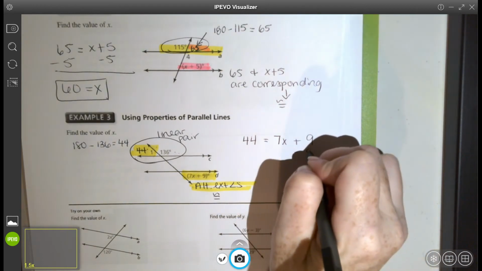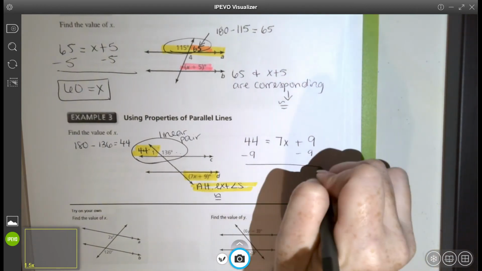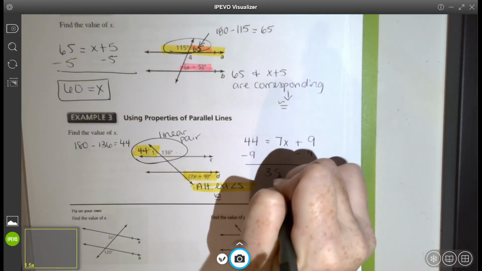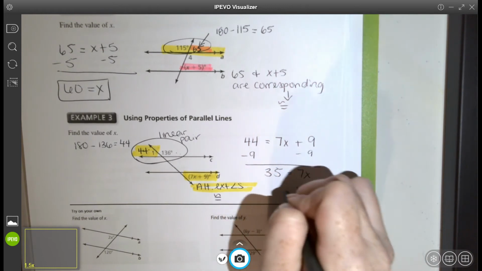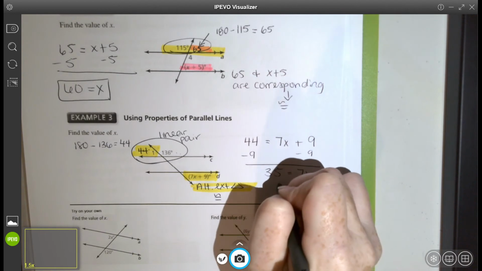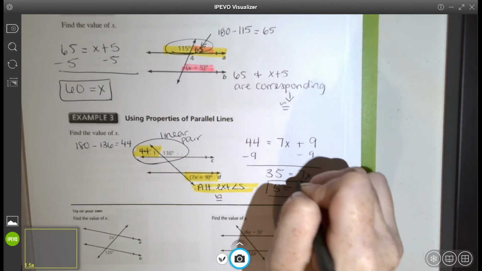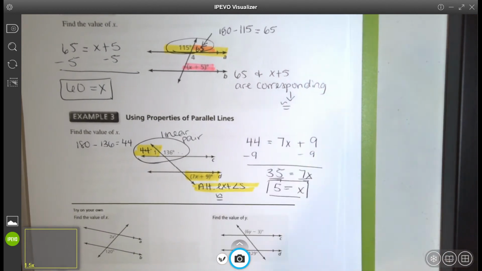So I'm going to subtract 9 from both sides. So now I have 35 equals 7x. Divide both sides by 5. I'm sorry, by 7. And x equals 5. So again, divide by 7. All right, so you can pause your screen and try the next two on your own to find the value of x.